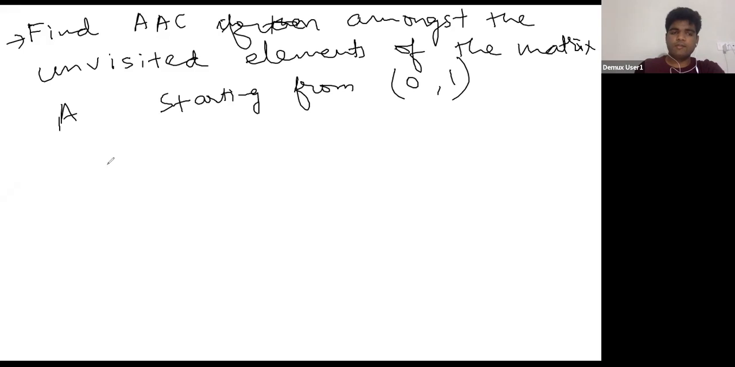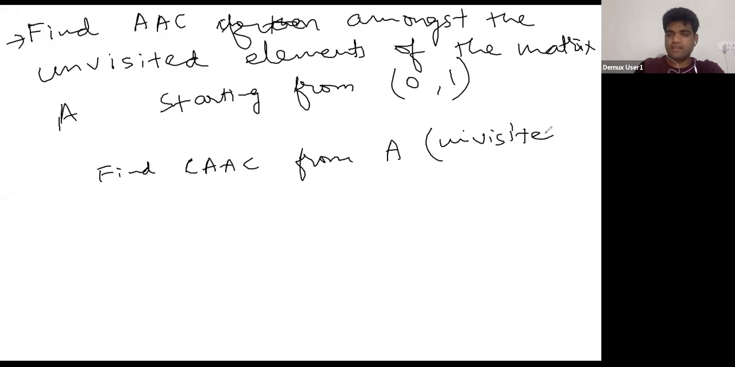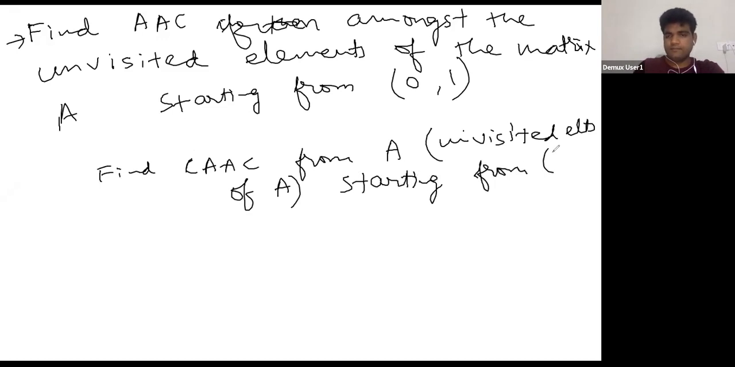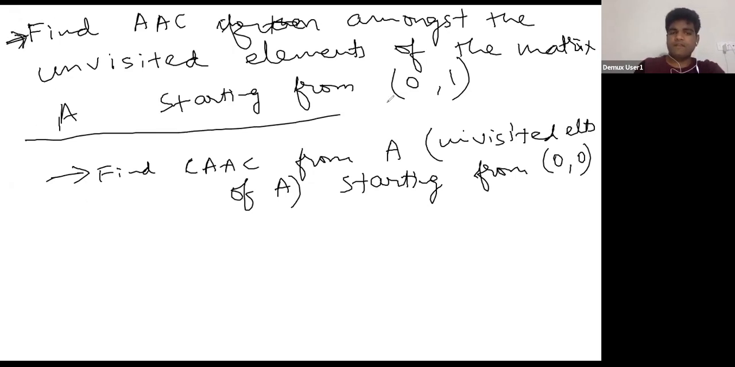What was the original problem? The original problem was find CAAC from A. Basically, to begin with it was from the unvisited elements of A, but everything is unvisited to begin with, starting from 0, 0. Right? This was the actual problem, and this is the sub problem. Everyone gets the sub problem in English? Does it make sense to everyone?